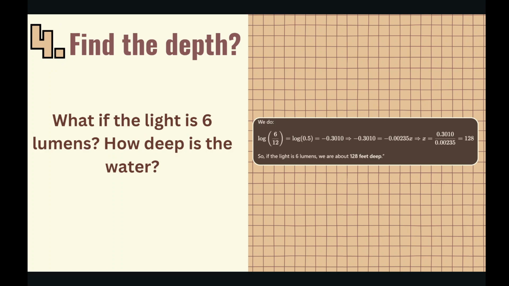I think that's the next question as well. Yep. So what if the light is 6 lumens? How deep is the water? Now we plug in 6 in place of I, as you can see here. Then we do the math and solve for X. And X comes out to be 128. So if the light is 6 lumens, we're about 128 feet deep.